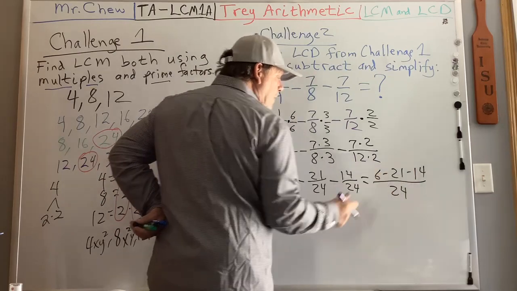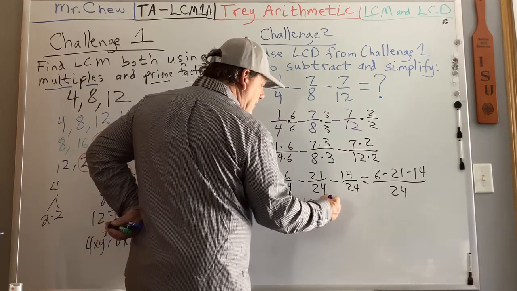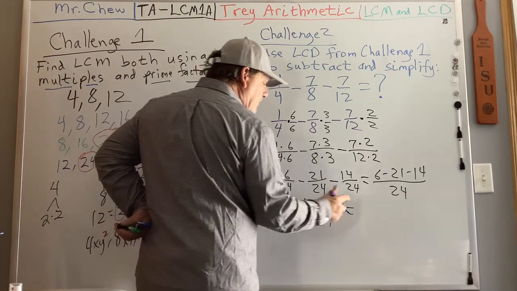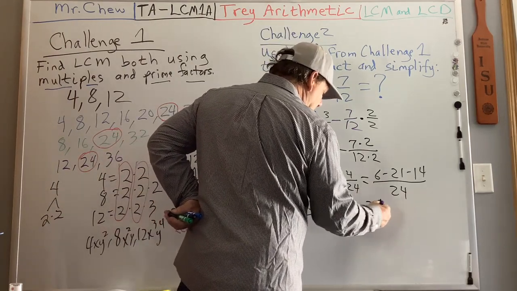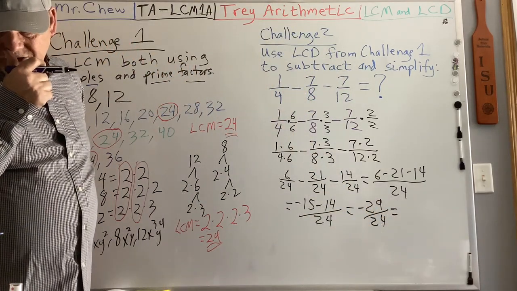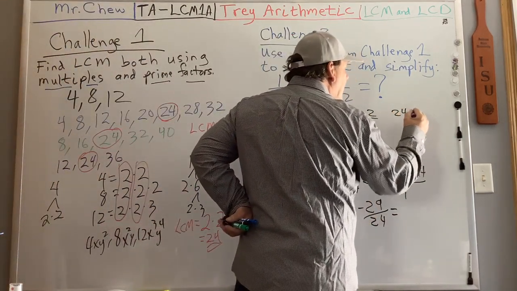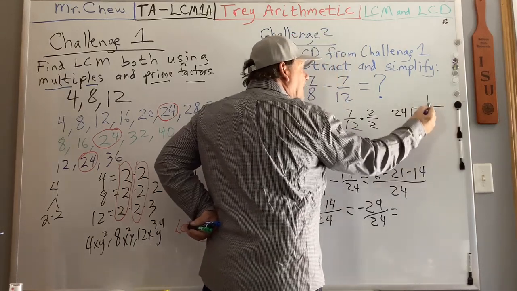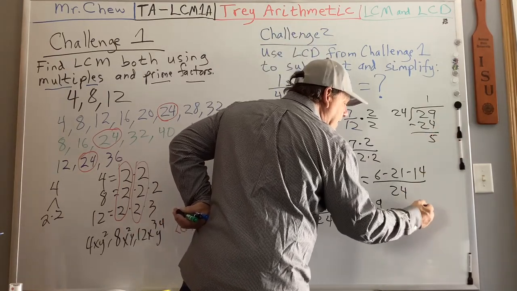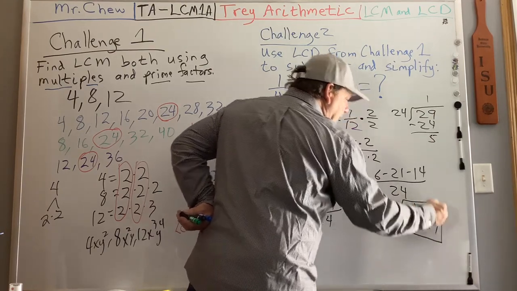So 6 minus 21 is negative 15 minus 14 over 24. And negative 15 minus 14 is negative 29 over 24. And that is an improper fraction. So I take my 24 and divide it into the 29. It goes 1 time. 1 times 24 is 24. Remainder 5, so it's negative 1 and 5/24. And that is my final answer.